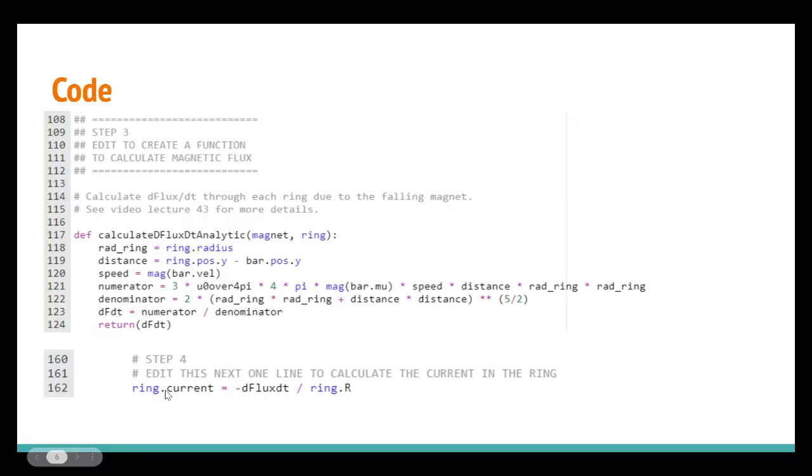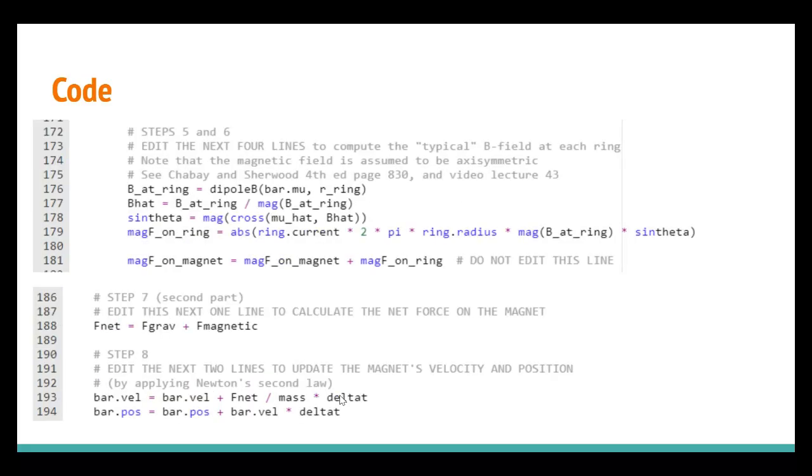And then step four finds the current of the ring, which is the negative of the dPhi/dt, which we just found, divided by the ring's resistance. Then steps 5 and 6 go into the force at the ring, which uses the equations I mentioned before as well. And then we found the force of the magnet, which combines the force of the magnet and the force of the ring.